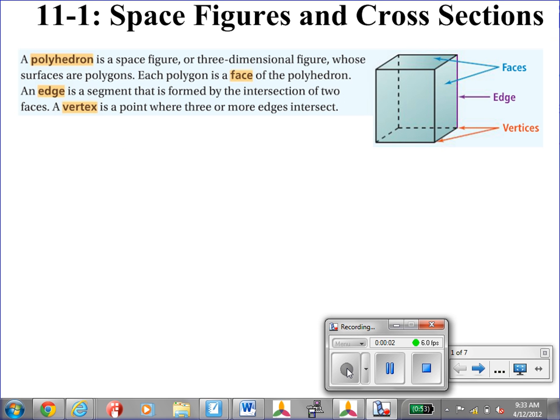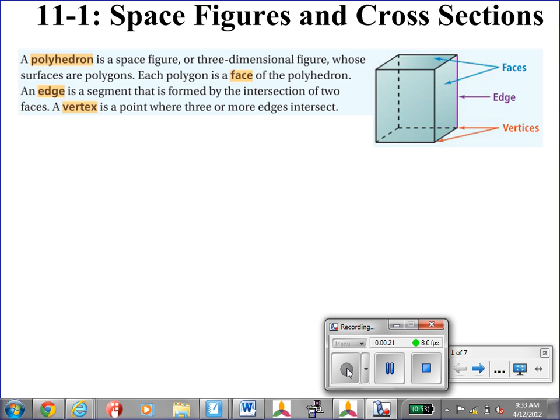All right, today we're going to start chapter 11. We're going to talk about space figures and cross sections, so three-dimensional objects. And so some definitions that you need to know. One, a polyhedron is a space figure or a three-dimensional figure. Okay, so a three-dimensional shape is called a polyhedron.